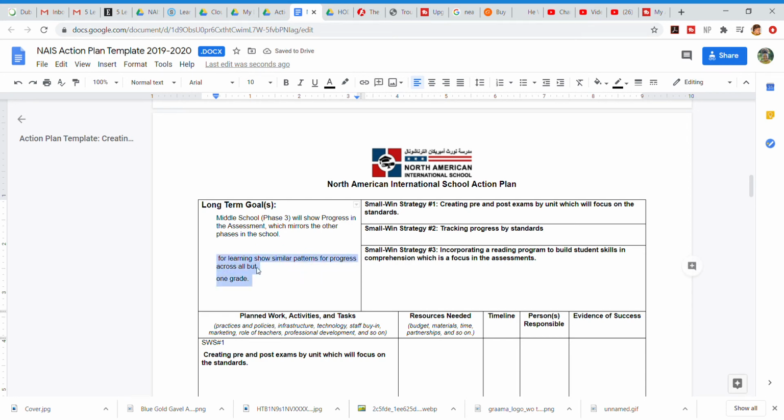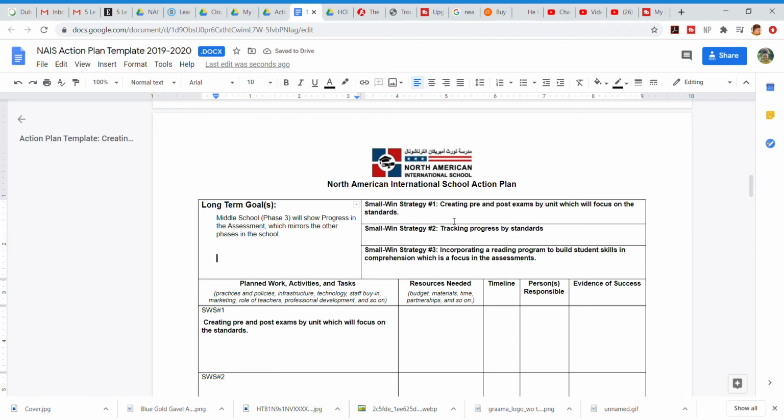The next piece is how are we going to do that? That's the strategy. We're going to create pre and post exams by unit, which will focus on the standards. That's going to allow us to measure individually what students are doing. So I'm going to take this small win strategy and put it here with more details. This will measure consecutively our growth in middle school by unit. We will be able to identify areas for improvement.